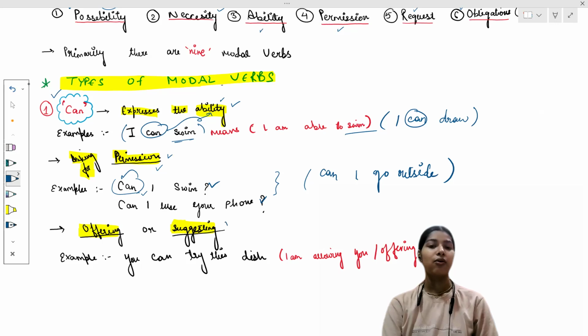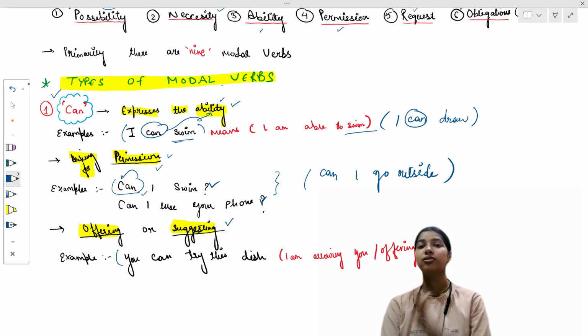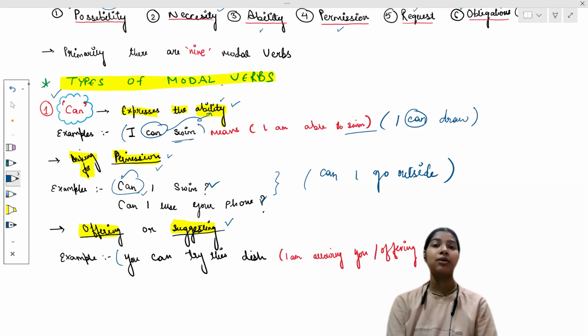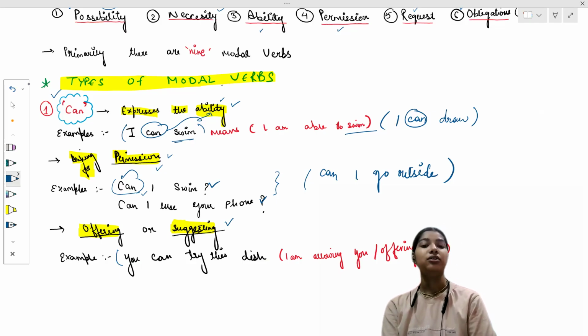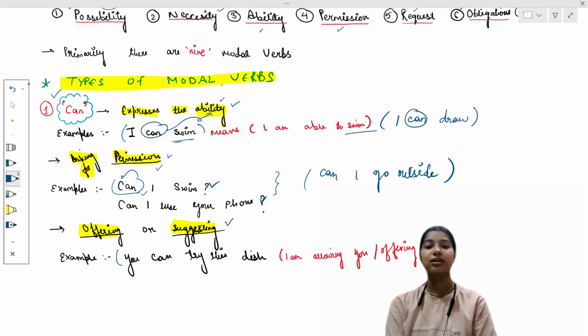Next is offering or suggesting. Let's see an example. Everything is about examples. Until you see an example, you are not able to make one, and you haven't understood the topic. So we are going to learn every single thing with a sentence, with an example, and that thing will be crystal clear. Okay, we can try this dish.